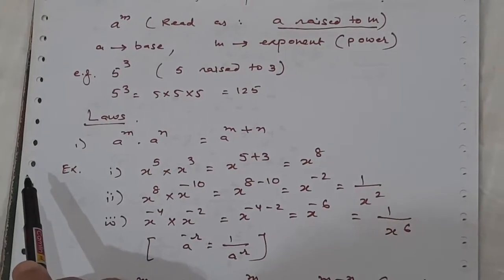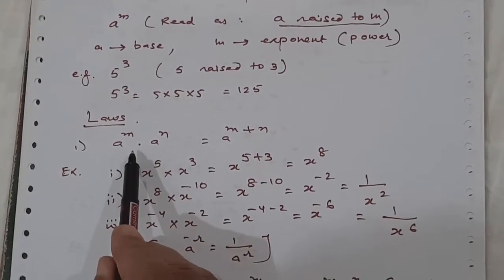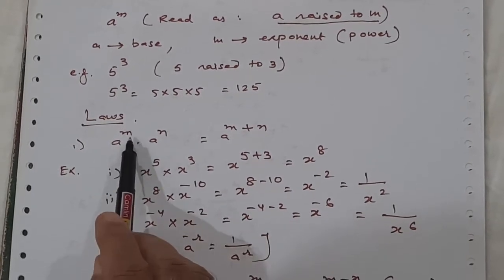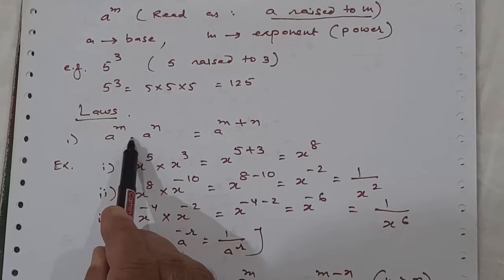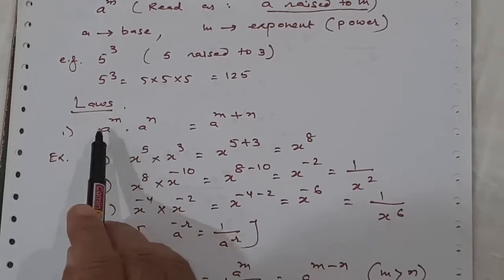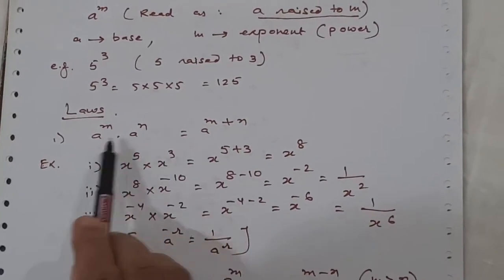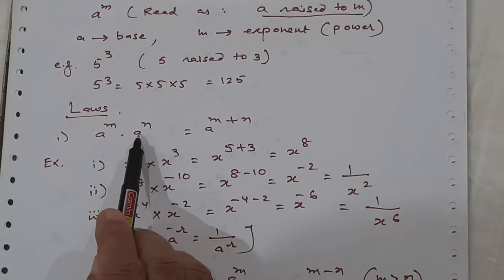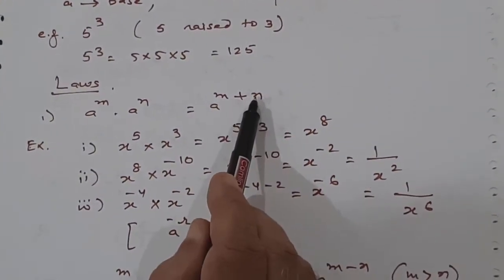Now, there are 7 laws. Law number 1, the law of multiplication: a raised to m into a raised to n. This dot stands for into, multiplication. Now you see that the bases are the same. When the bases are the same, you have to add the powers. So a raised to m into a raised to n is equal to a raised to m plus n.